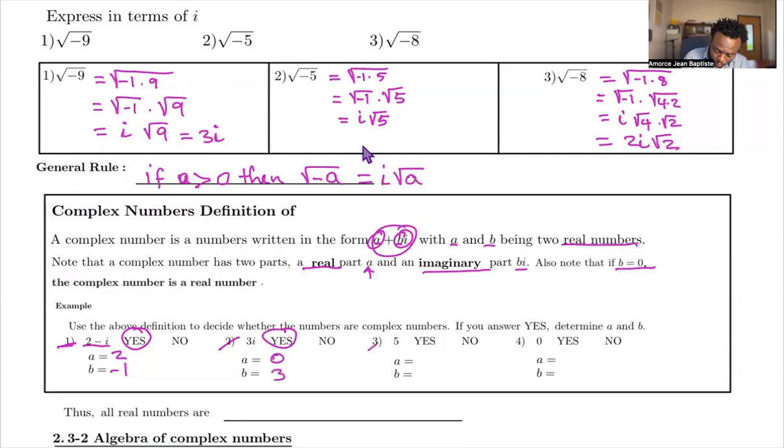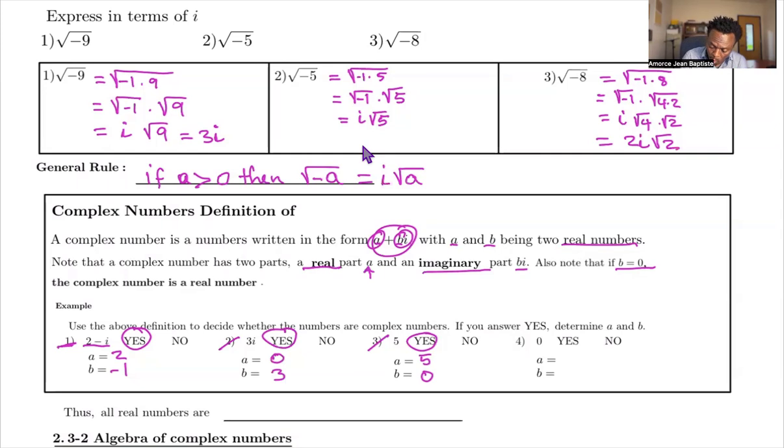Number 3, 5. Is that a complex number or not? Your answer should be yes. Sorry if it was no. Now, what is a? a would be the real part. Well, I only see a real number, so that's 5. I didn't see an imaginary part. That means b was 0 because it was only the real part.